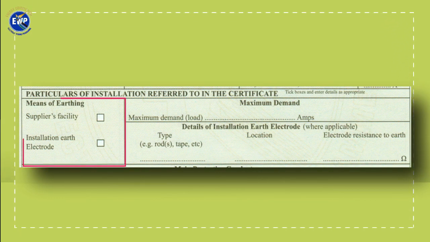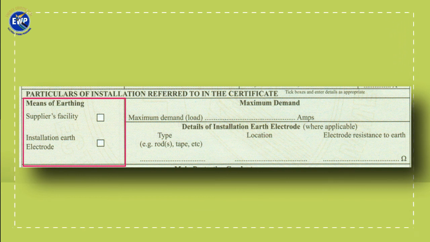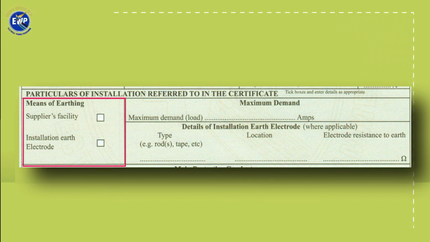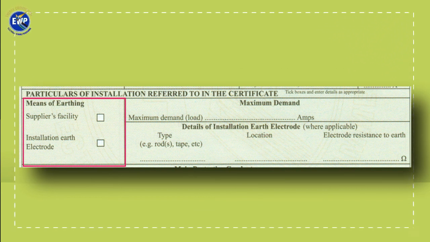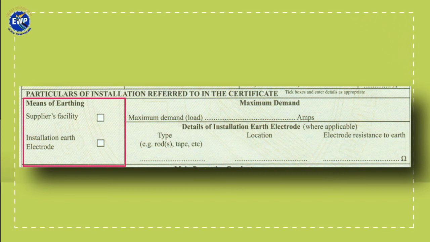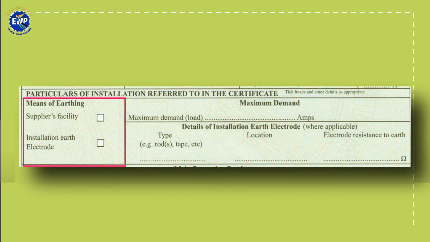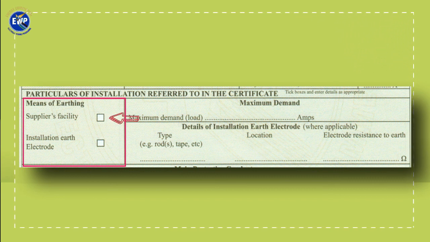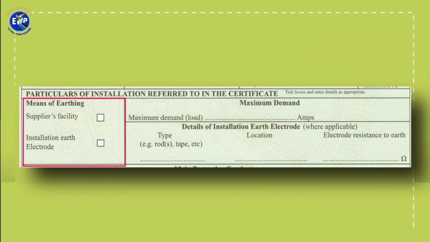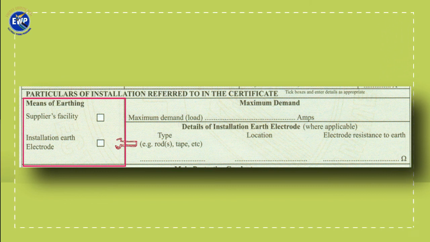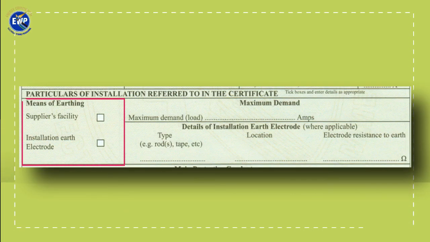Under means of earthing, you are required to indicate the type of earthing system, or the means of earthing will depend on the type of earthing you have ticked at the top. So if it is a TNCS, for instance, you expect that it will be supplier's facility. But if it is a TT system, for instance, it will be an installation earth electrode. So whatever the type of the means of earthing is, you take accordingly.